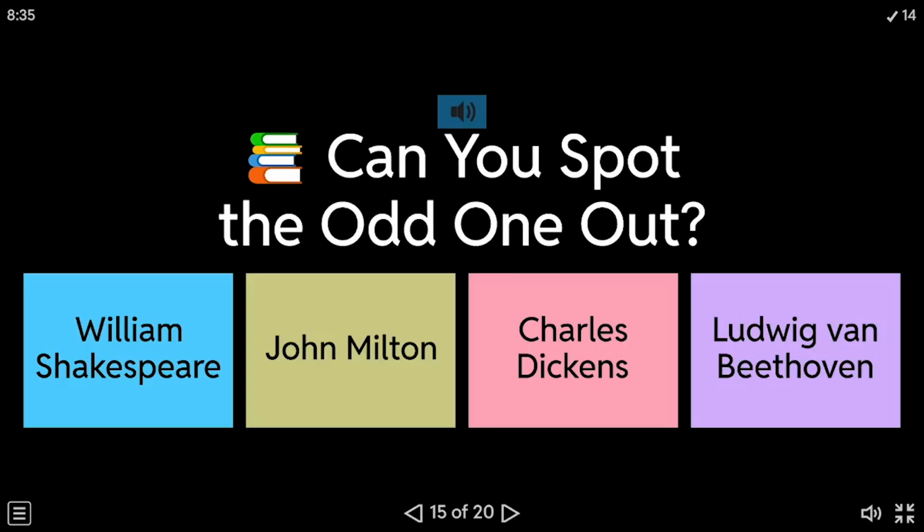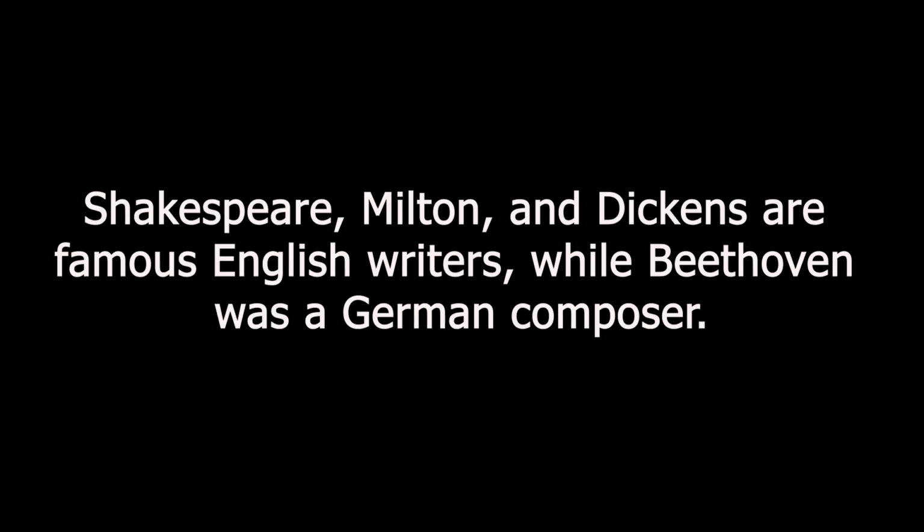Can you spot the odd one out? William Shakespeare, John Milton, Charles Dickens, Ludwig van Beethoven. The correct answer is Ludwig van Beethoven. Shakespeare, Milton, and Dickens are famous English writers, while Beethoven was a German composer.